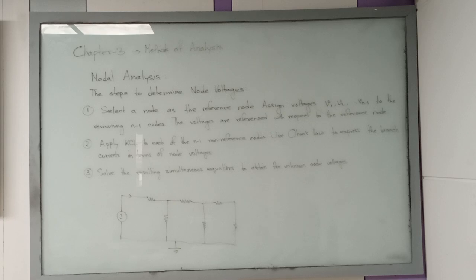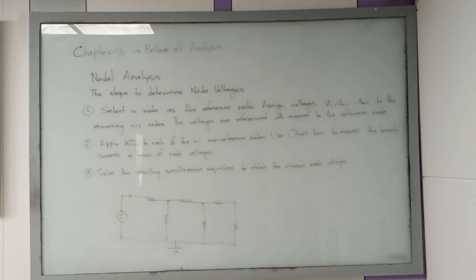Whatever line is connected with the ground, that node point is called the reference node. We consider that as the reference node. So you have to first select your reference node. Then you have to see how many nodes are present in the circuit other than the reference node. That is what is written in the second line: assign voltages V1, V2 till Vn minus 1.